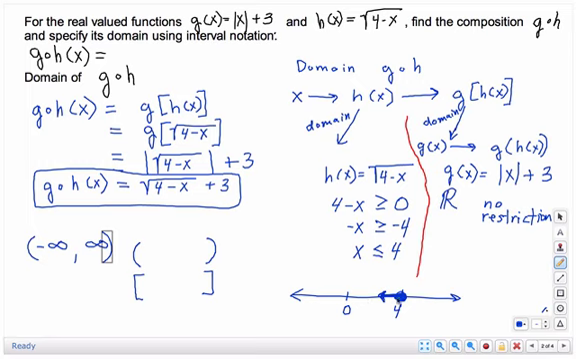Okay? So in the example here, I always start going from the left. I have no restriction from the left. So my left value is going to be negative infinity. Okay? And then my right value is a 4. And 4 is actually part of the solution, so I need a bracket. And this is how you would write the domain of g of h. Okay? That's going to be equal to negative infinity with the parenthesis to 4 with the bracket.